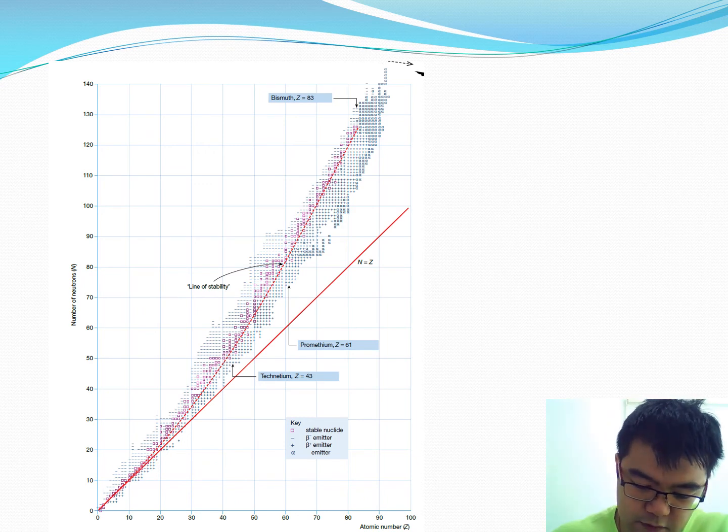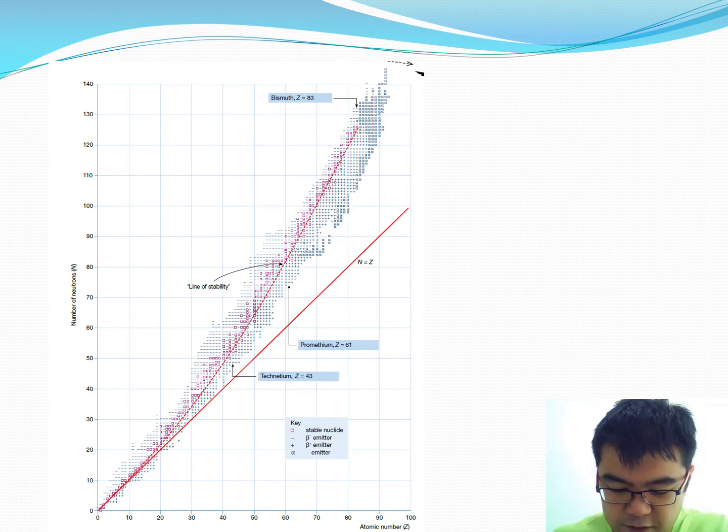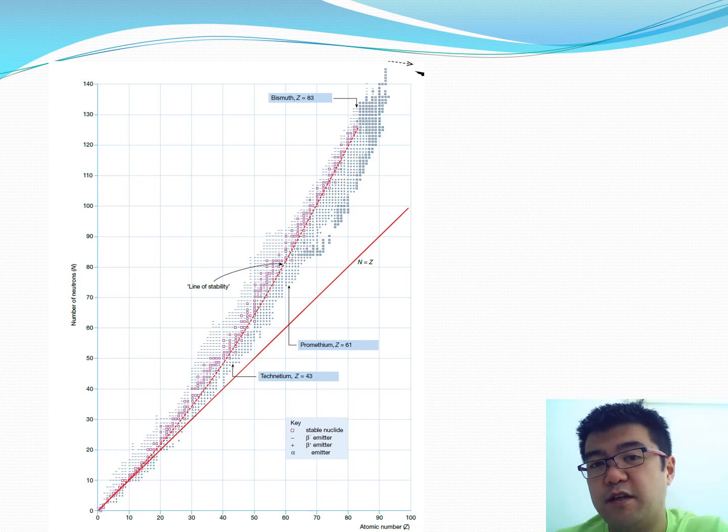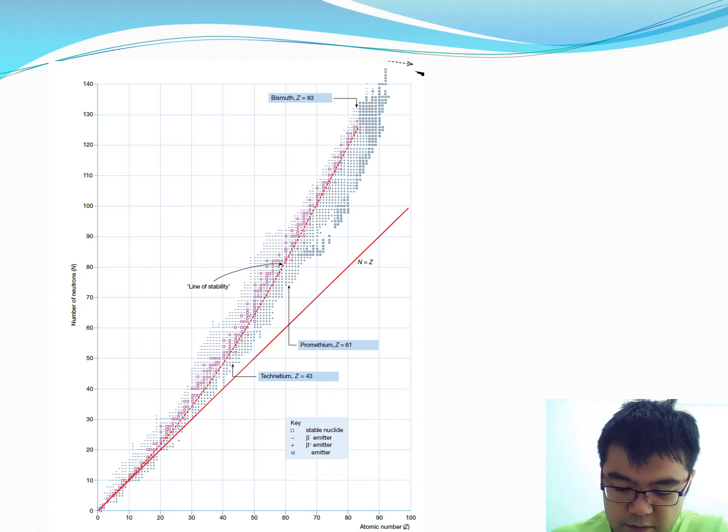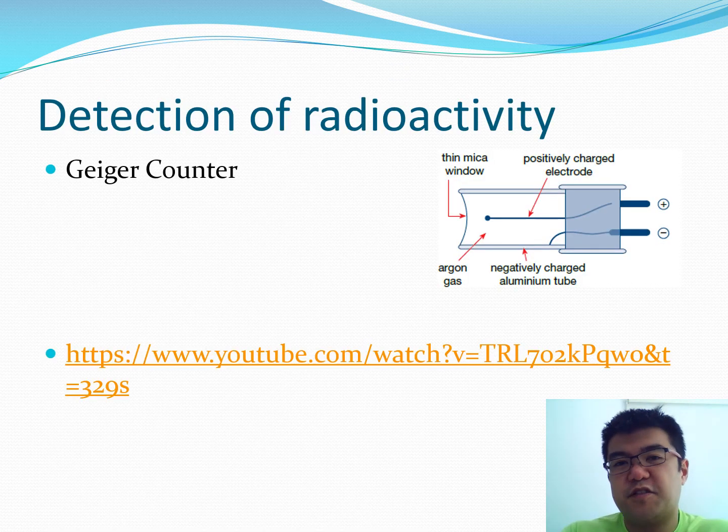Now, this graph shows you how many of the elements have stable nuclei. So you see that line of stability. Everything along that line will be stable. Do note how many other particles there are that aren't stable. So the last section here is about Geiger counters. It's just how we detect radioactivity.